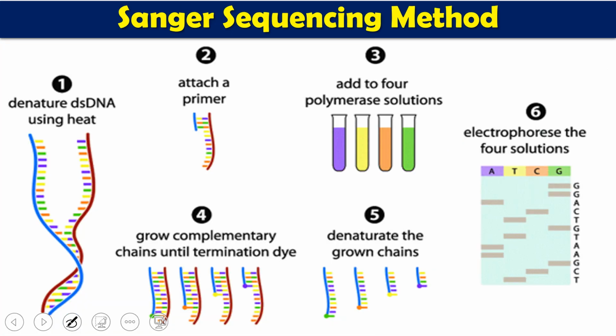Now, this Sanger methodology is basically a process of 6 different steps. So total 6 steps are there. First, whatever double-stranded DNA we have has to be denatured by using heat. So the hydrogen bonds between the 2 strands will be broken, and both strands will be separated. Then we are going to use a primer. The primer will associate by complementary base pairing with the nucleotides on one of the strands.